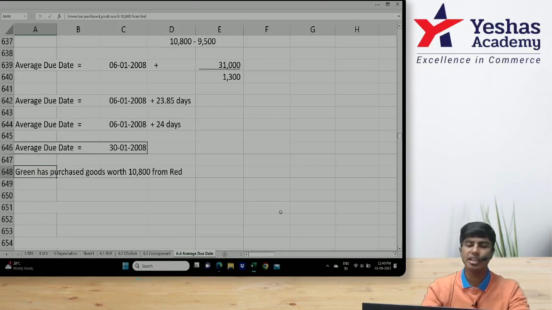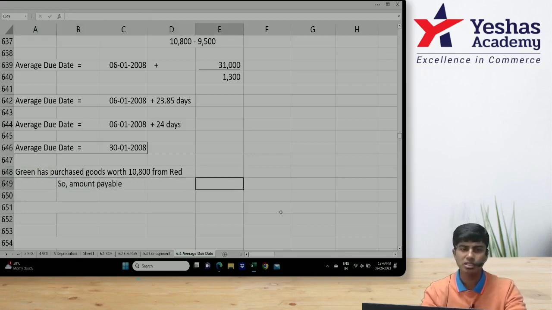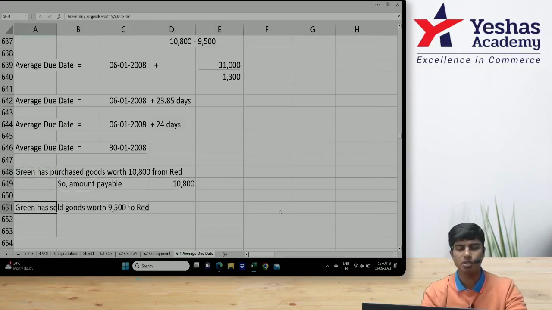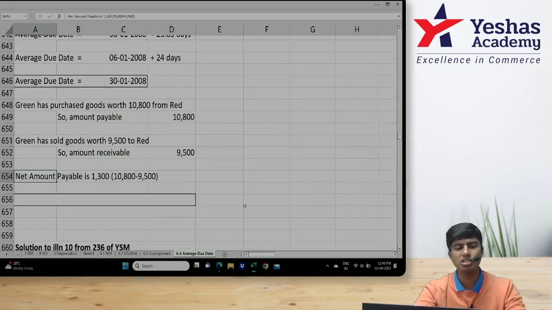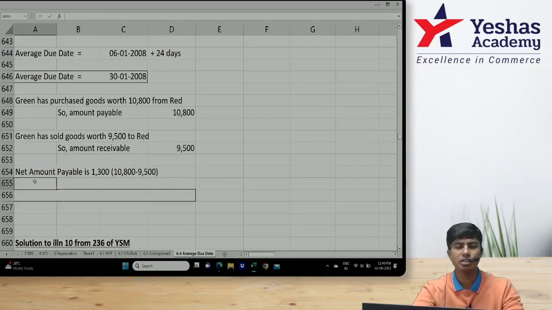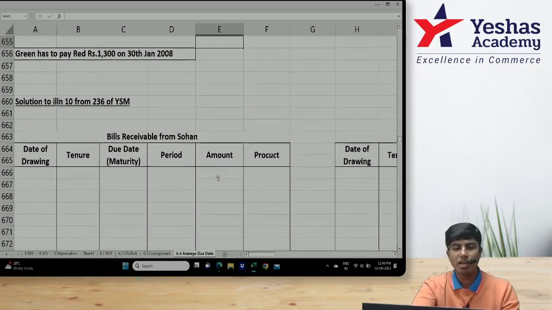See here. Green has purchased goods worth 10,800 from red, so amount payable is 10,800. Green has sold goods worth 9,500 to red, so amount receivable is 9,500. Now net amount is how much? 1,300. Did you get it? Green has to pay red 1,300 on 30th of January 2008. Easy or not? We have one last concept.